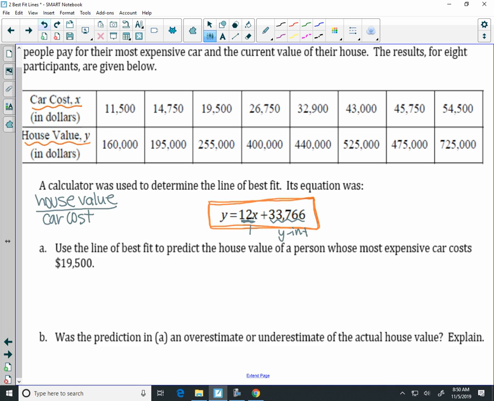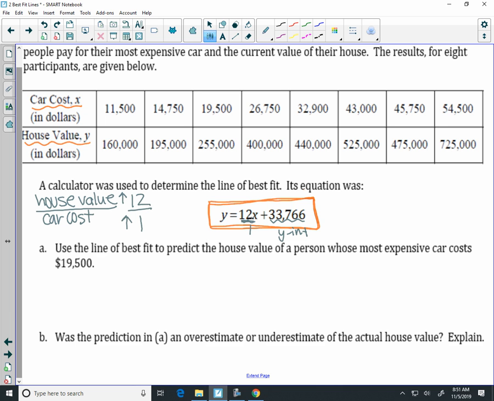So what's happening here if we have 12 over 1 is that as our car cost goes up, so does our house value, right? But the house value is going up more. It's going up 12 times what the car value is going up. That's how that relationship of the slope works there. They're both going up together because this is positive. We have a positive slope, right?